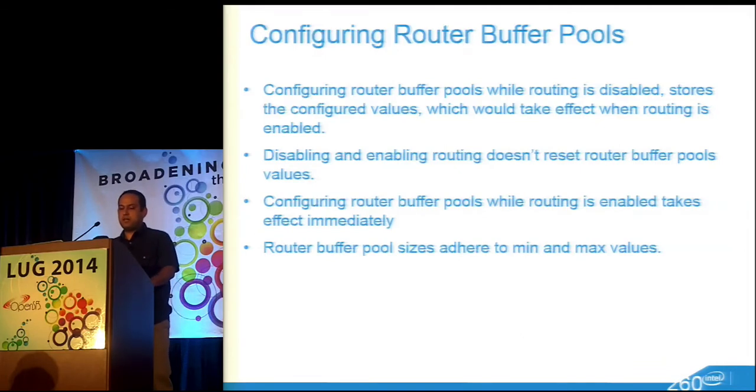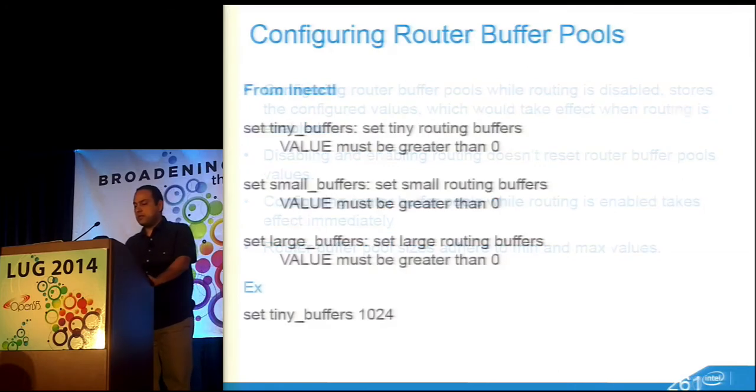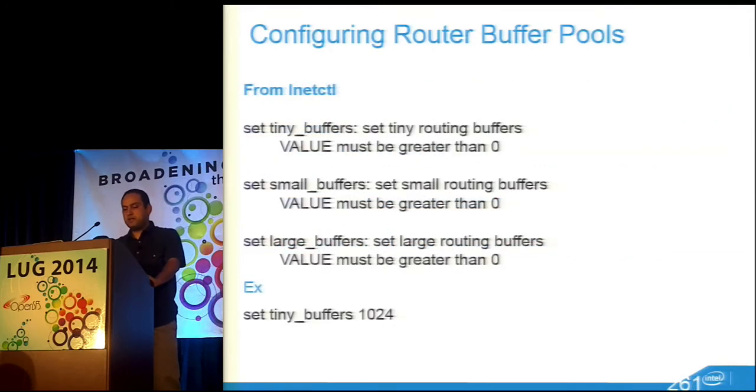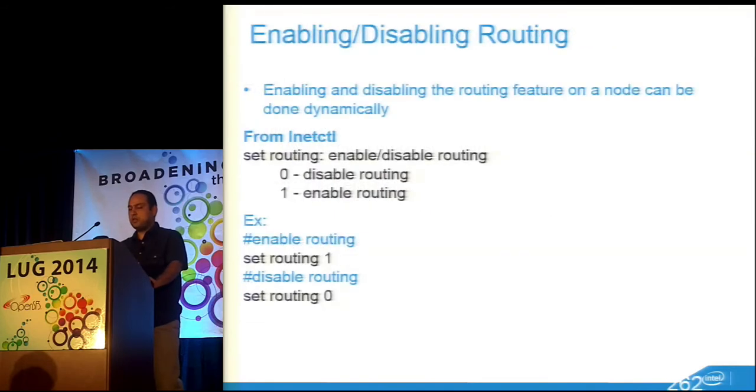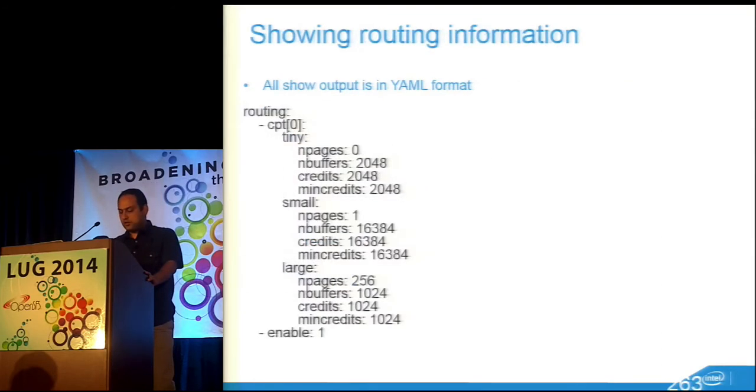You can just set tiny buffers, small buffers, or large buffers. And here's how you set the routing. You enable or disable routing by, again, set routing 0 for disable or 1 for enable. And you can show the output with the show routing information, so it dumps all the information about the buffers. This is good for a scenario that I'll talk about later.